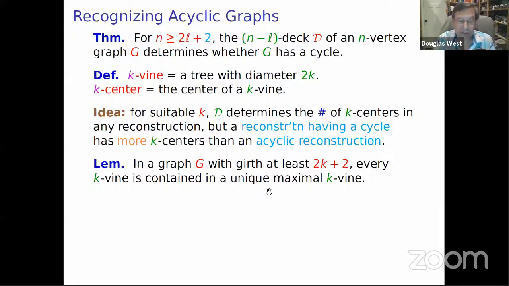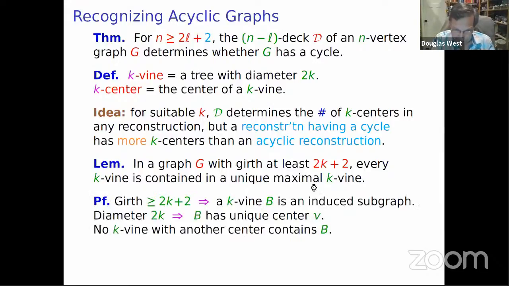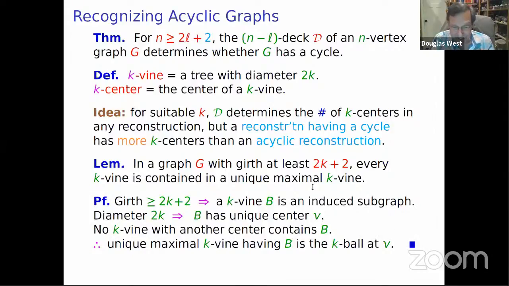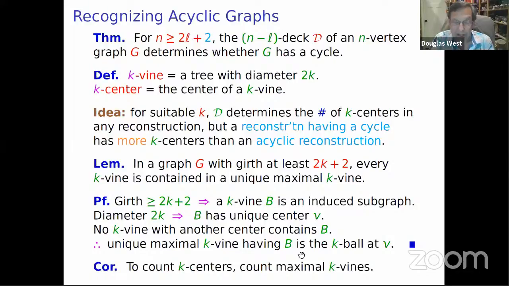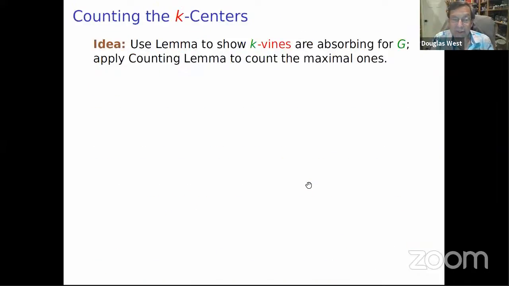So let me try to be brief about details. If you have a graph with girth at least 2k plus 2, every k-vine is going to be contained in a unique maximal k-vine. It's easy, but I'm running out of time, so I won't tell you the details. It's easy to show that. And what that means, if we want to count the k-centers in the reconstruction of a graph, all we need to do is count the maximal k-vines. There will be a one-to-one correspondence between the k-centers and the maximal k-vines. And you see this comment about being contained in a unique maximal k-vine. That's what we need to apply the counting lemma.